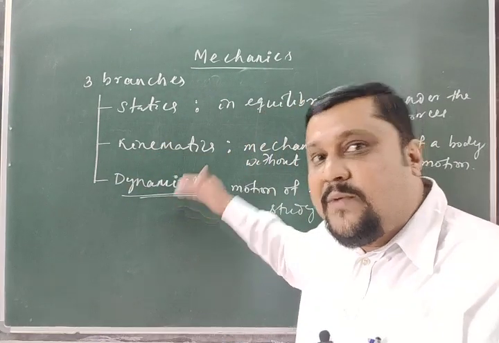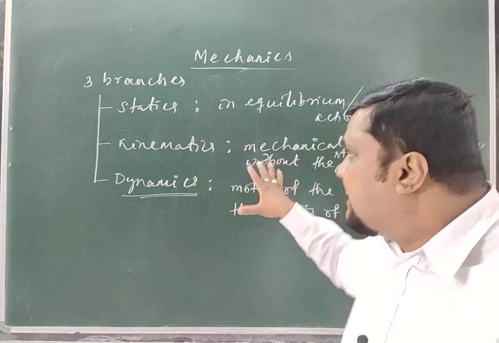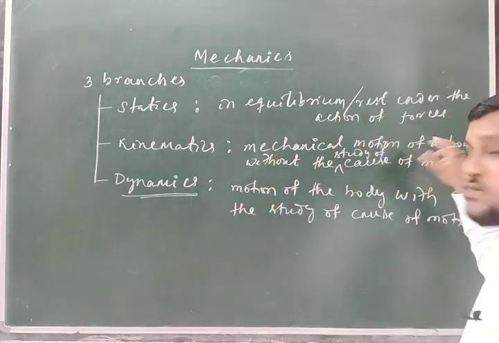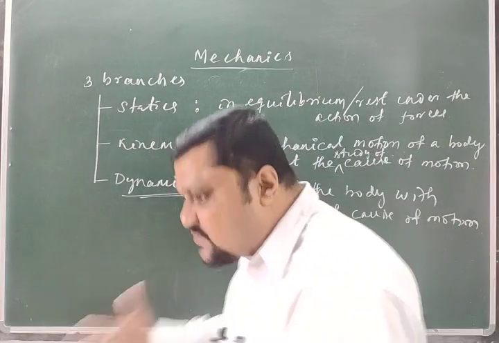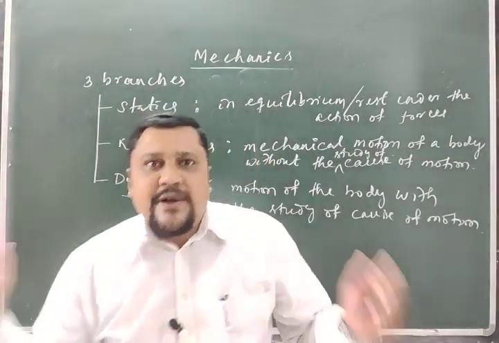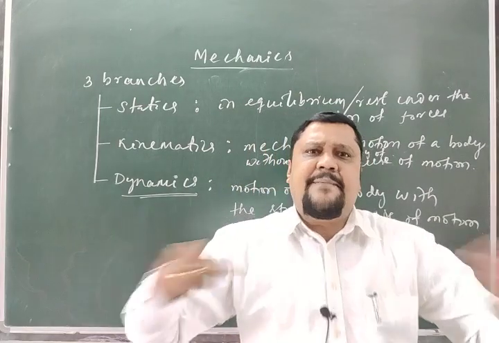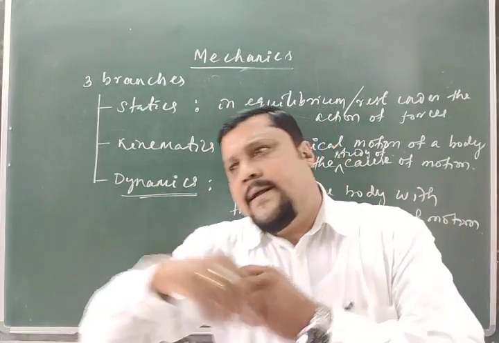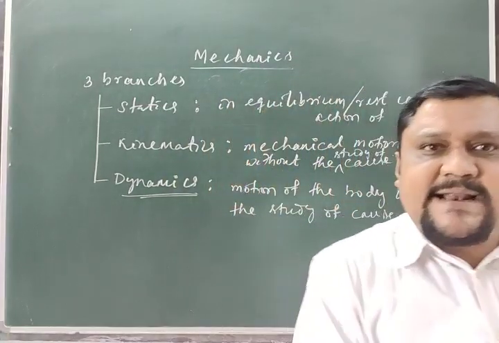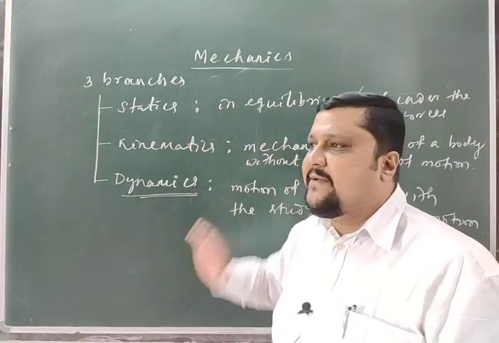In dynamics we will discuss the cause of motion, but here we will discuss the motion of the body. If motion comes in a body, what are the factors associated with the body when it is in motion? We can say that when a body is in motion, it covers some distance with respect to time, it has some velocity, has an acceleration.